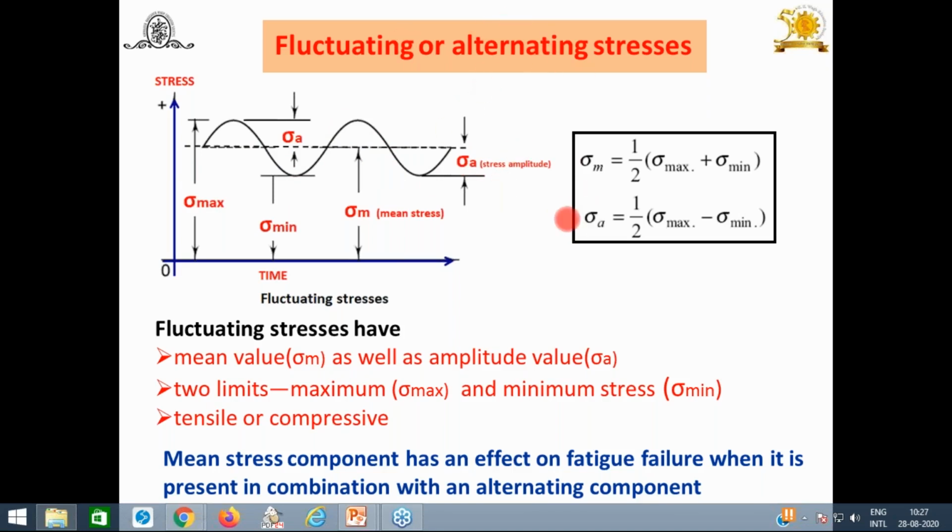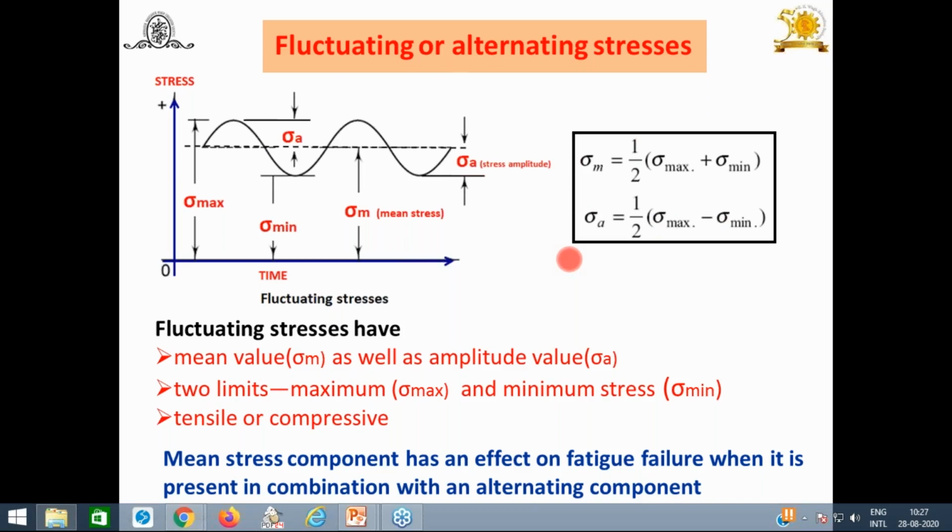Try to understand. While analyzing the problem, if there are 3, 4, 5 cycles, you can consider only one cycle and solve the problem for that cycle. Generally, you have to consider the minimum force or minimum stress acting on it, and the maximum stress acting on the component, to find the mean as well as the amplitude stress. For that purpose, we use this expression: sigma mean is equal to 1/2 of sigma max plus sigma minimum, and amplitude stress is equal to 1/2 of sigma max minus sigma minimum. These two equations are important in the case of fluctuating or alternating stresses.